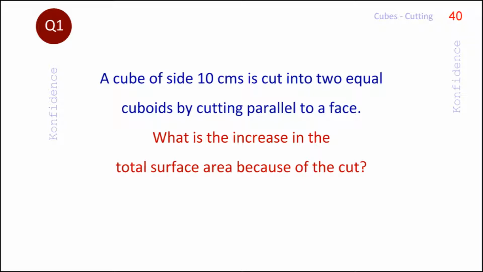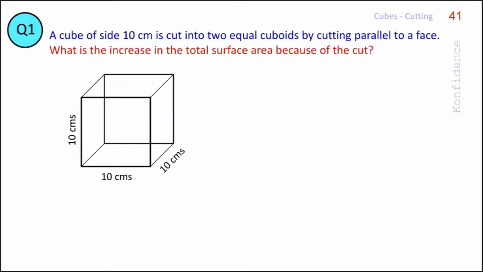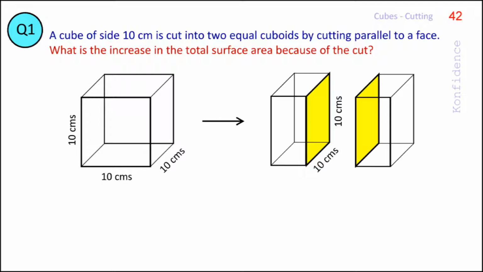In problems related to cubes, you should understand the given situation clearly before you set off. Here we are cutting a cube of side 10 centimeters, that is, each side of the cube is 10 centimeters in length, into two equal cuboids. A cuboid is nothing but a rectangular prism. Each side of a cuboid will be a rectangle or a square. The cube and the cuboids obtained after cutting are shown in the figure.